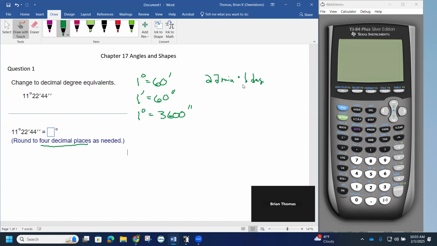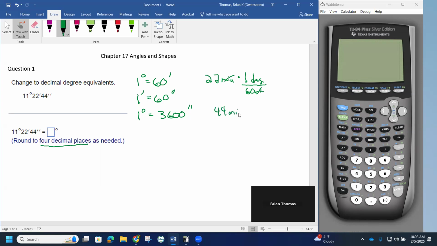And again, I'm using words here instead of symbols because it kind of helps you see a little bit better. So I know for every 1 degree, there are 60 minutes. So essentially what happens here is this tells me all I got to do is divide by 60 to convert minutes into degrees. Now I also want to convert the 44 seconds into degrees.